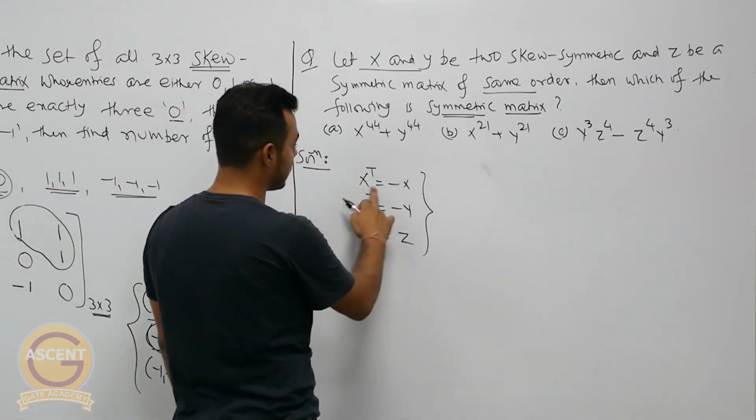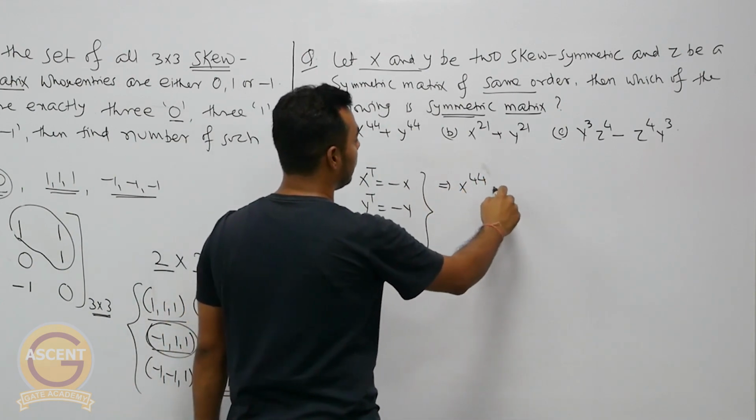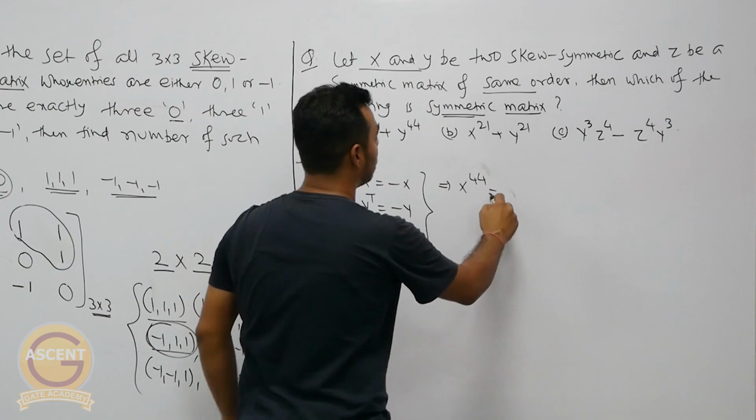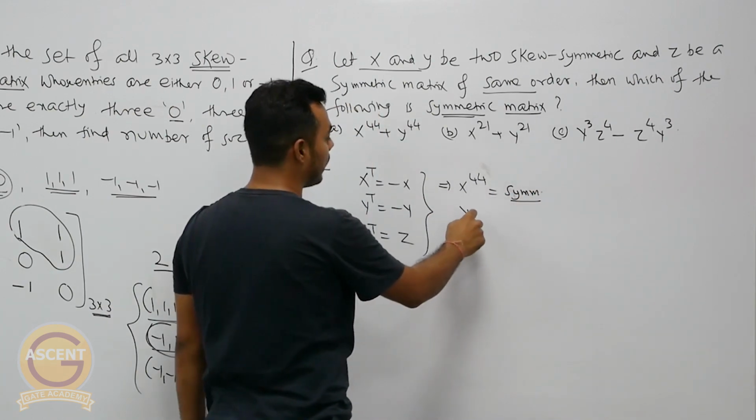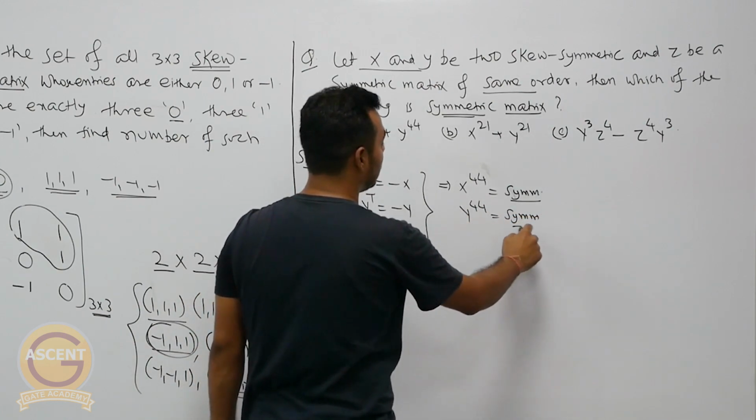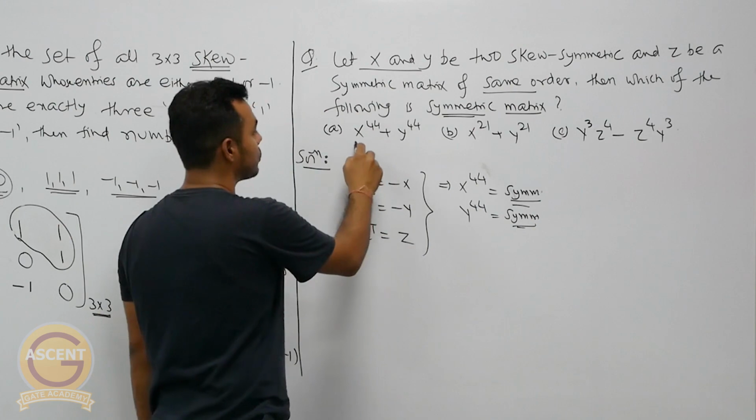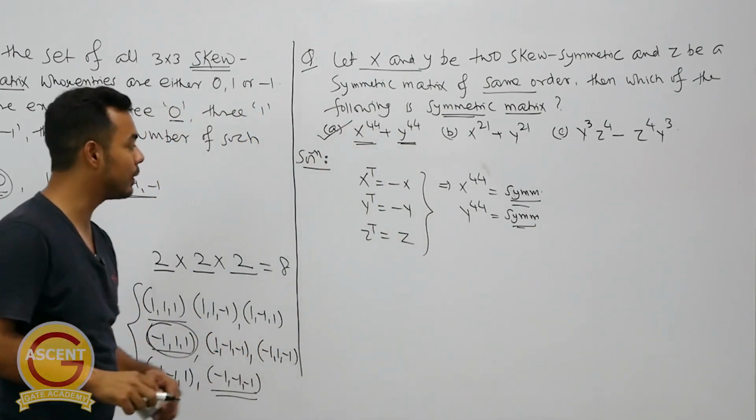So if X is skew symmetric, this means x to the power 44 will be a symmetric matrix, even power. And similarly, y to the power 44 is also a symmetric matrix. So the sum of these two matrices is also symmetric. So x to the power 44 plus y to the power 44 is a symmetric matrix.